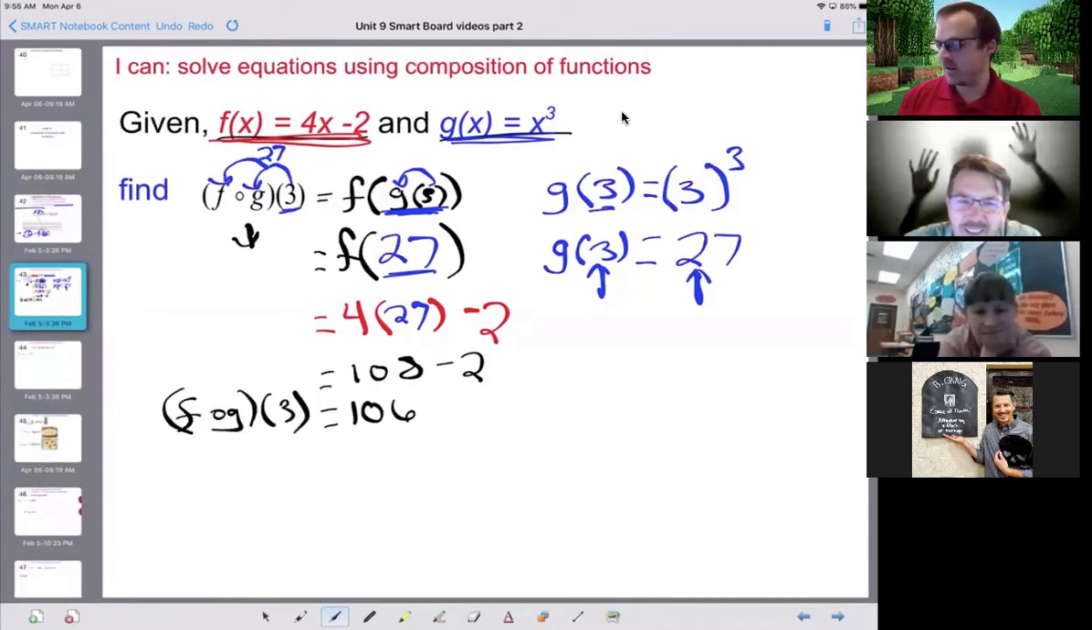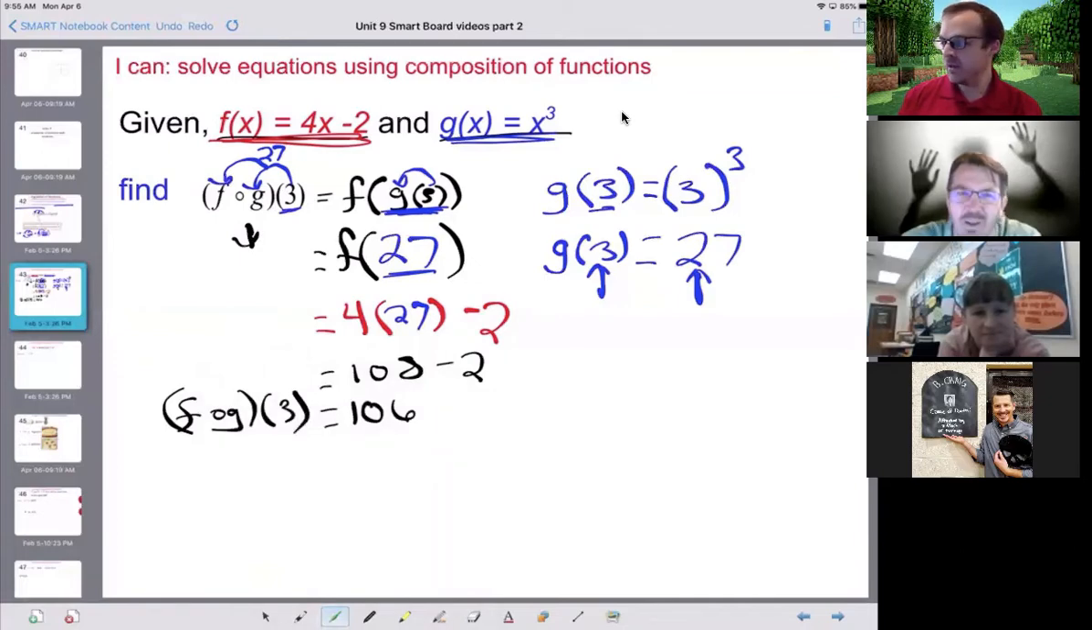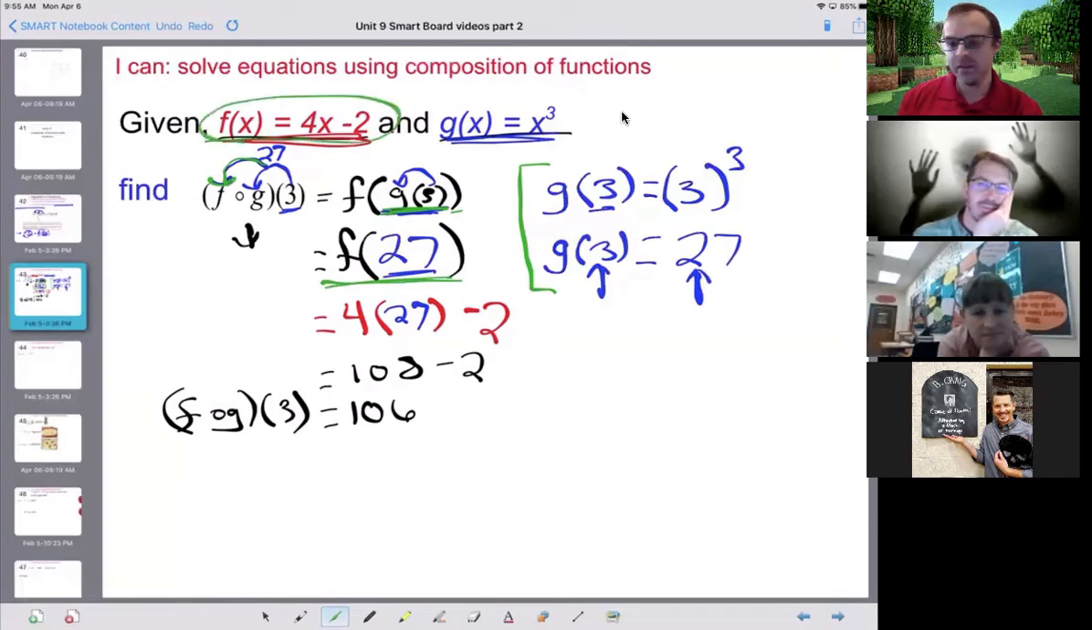So let's recap that again really quick. The first thing we had to do is find g of 3. We did that over here, and we got 27. So that became the output of g of 3. And so we take that output, and now we substitute it into f to find f of 27. And then we found f of 27 by doing 4 times 27 minus 2, just by substituting into our first function here, and then doing our math and our order of operations to get 106.